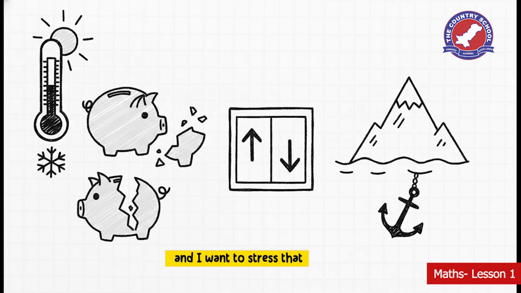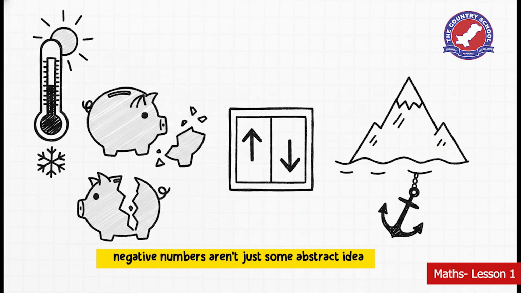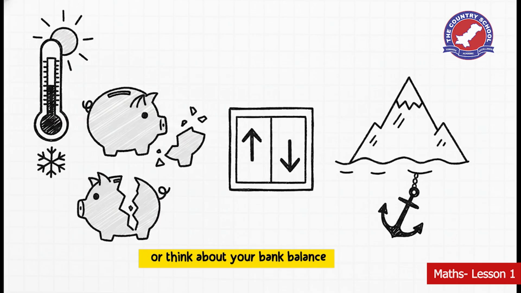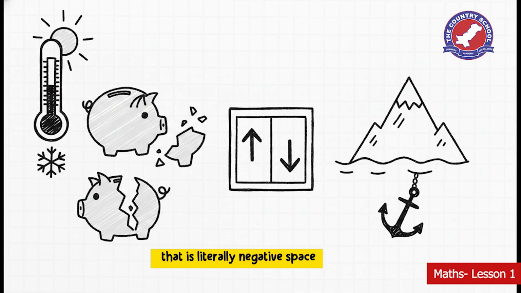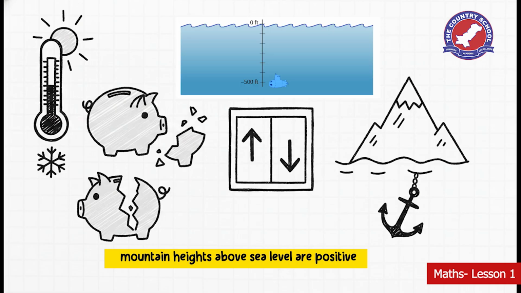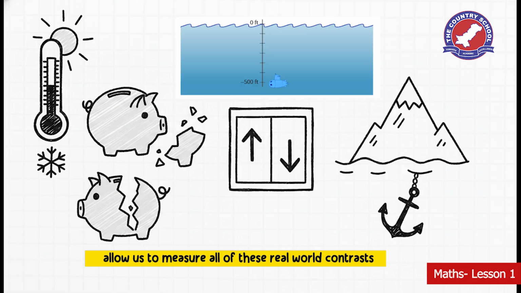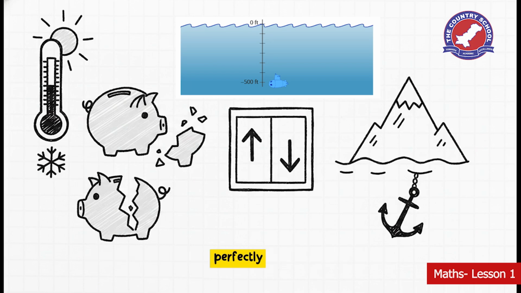And I want to stress that negative numbers aren't just some abstract idea made up by math teachers. They are absolutely essential tools we use daily. Think about the temperature dropping below freezing, or think about your bank balance showing a profit as a positive and a debt as a negative. Think about getting in an elevator and going down past the ground floor into a basement parking garage. That is literally negative space. Mountain heights above sea level are positive, while the depths of the ocean are negative. Integers allow us to measure all of these real-world contrasts perfectly.